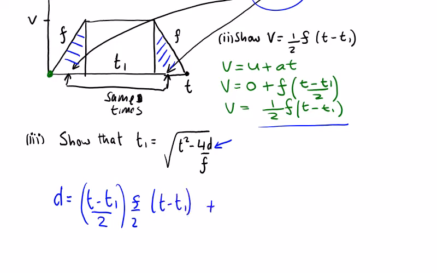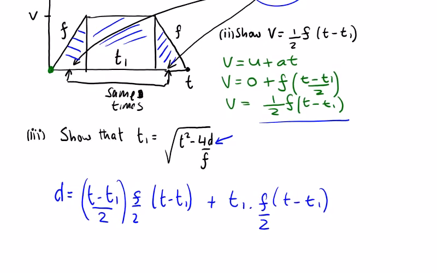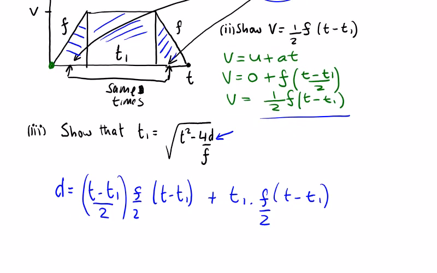And then the area of the rectangle is the base, which is t1, by the height, which again is f over 2 by t minus t1. You can see here we want a 4d in the answer. So let's get rid of these 2's on the bottom here by multiplying by 4, and we get our 4d. 4d is equal to f times t minus t1 by t minus t1.